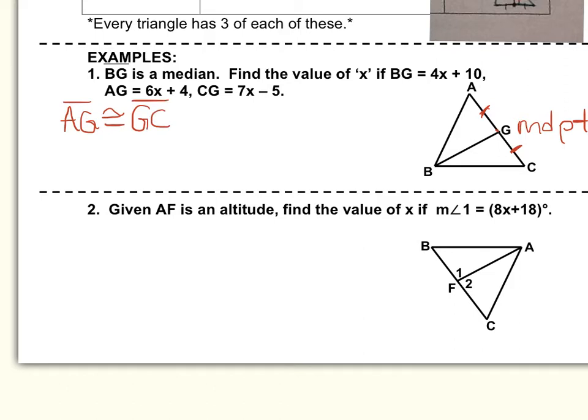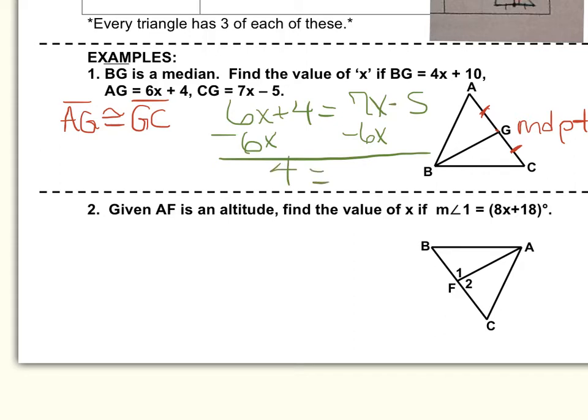So if those two are congruent, I know the expressions that represent them are also congruent or also equal. AG is 6x plus 4. CG, or GC, is 7x minus 5. Now I just solve for x. Okay, so I subtract 6x from both sides. So 4 equals x minus 5. Then add 5. X is going to equal 9.